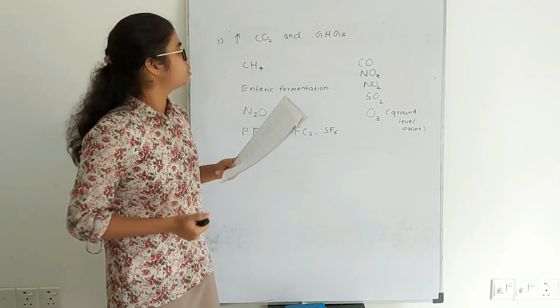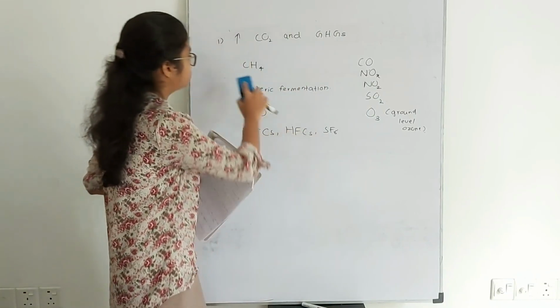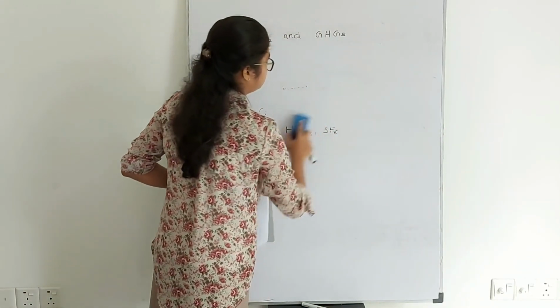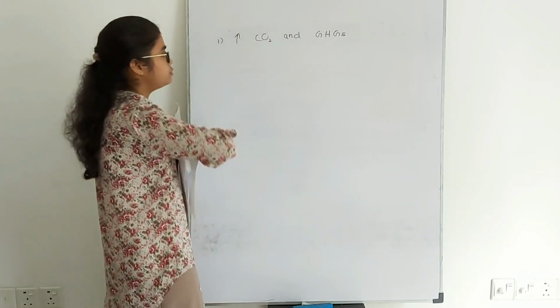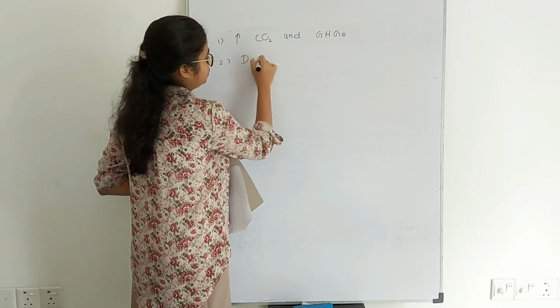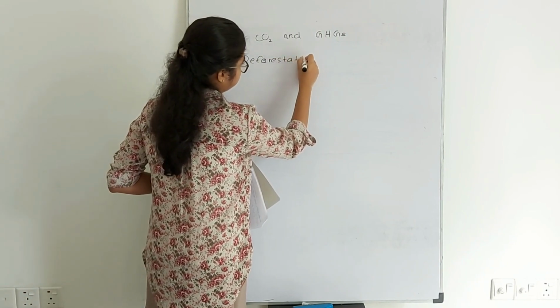So, this is the first cause for global warming and climate change. The next is deforestation and decreasing of the vegetation cover of the world.